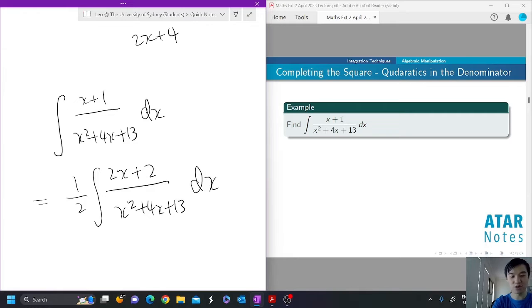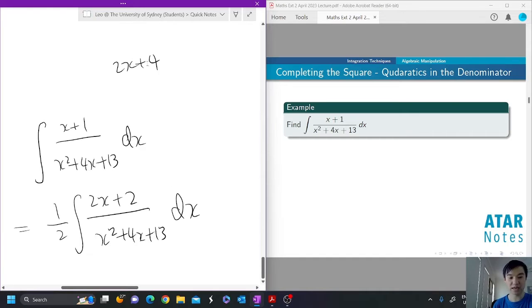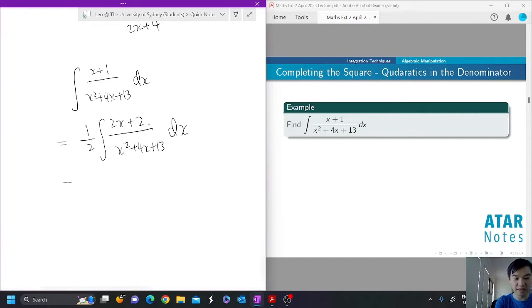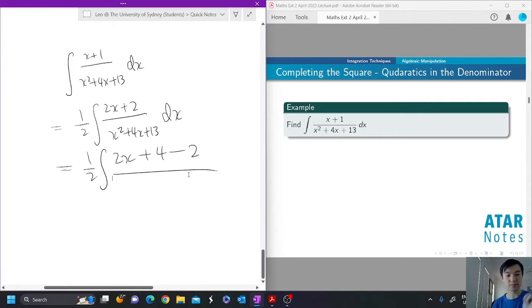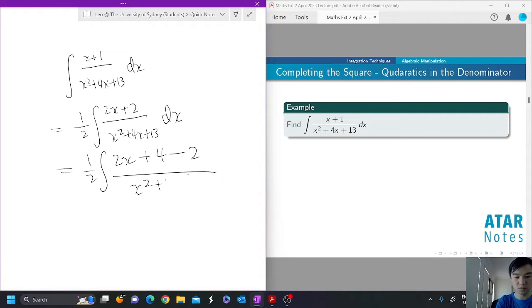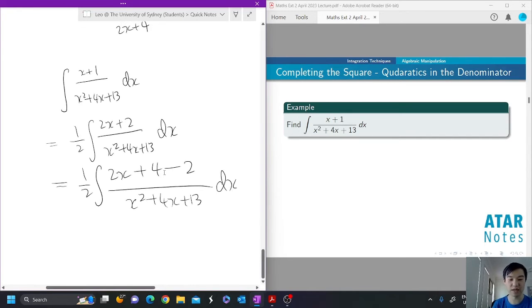But then if I do multiply by 2, I need to also balance out the fact that I multiplied by 2 by dividing by 2. But now I want to get a plus 4. So what I can do is I can say that 2 is the same thing as plus 4 minus 2. So I basically converted 2 into plus 4 minus 2, so we can have a 2x plus 4 there.